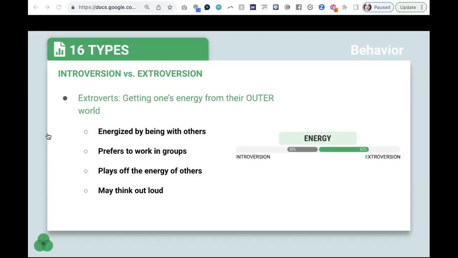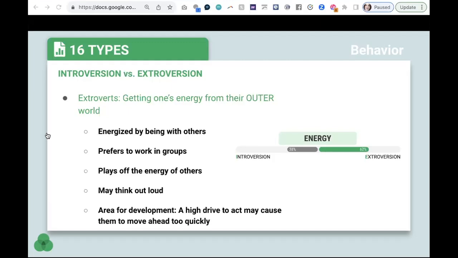But this can obviously be a huge asset, or obviously it can also be a challenge. There's an area for development here, right? A high drive to act may cause people who are extroverts to move ahead too quickly, right?